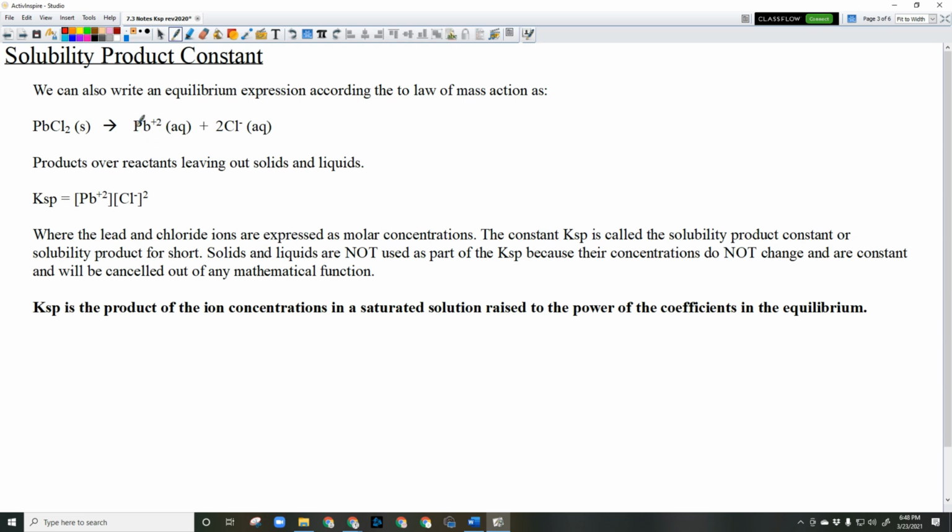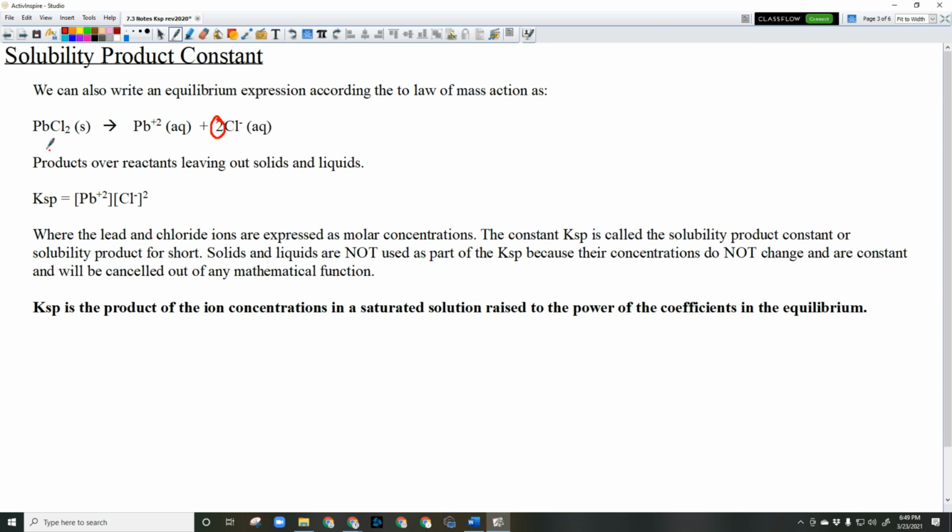There's no coefficient here for lead, so we're just going to put it as the concentration of the lead ion. So it's lead plus 2. But since we do have this coefficient here for chlorine, this 2, this coefficient is going to be expressed as an exponent here. It's raised to the power of that coefficient. So when we write the solubility product constant, we use the coefficient as the power for that ion. So the Ksp for lead 2 chloride is the concentration of the lead times the concentration of the chloride squared.